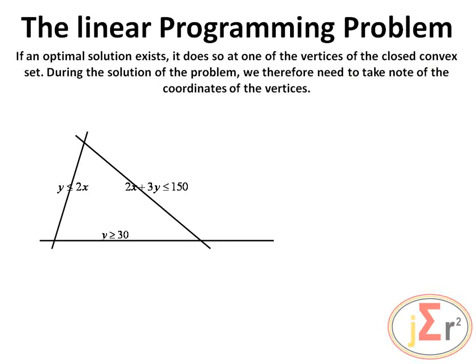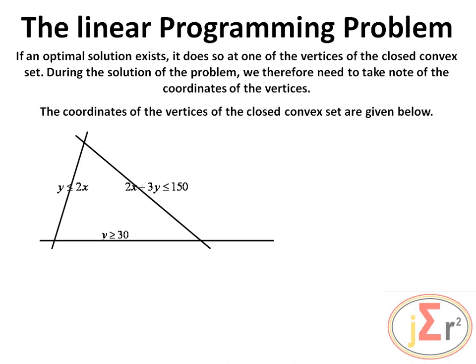If an optimal solution exists, it does so at one of the vertices of the closed convex set. During the solution of this problem, we therefore need to take note of the coordinates of the vertices. So, if an optimal solution exists, it will exist here, here, or here. And the points that I've made mention of are the vertices of the convex set or polygon.